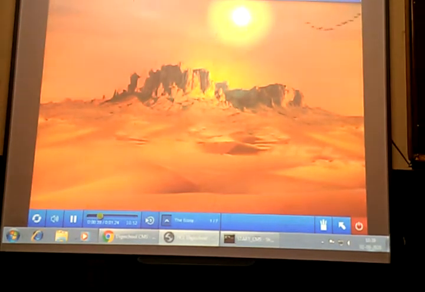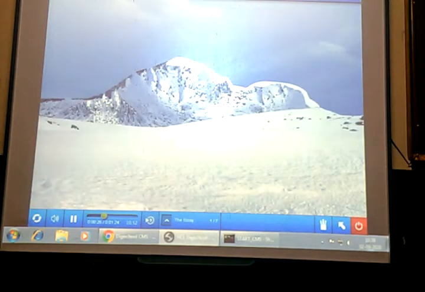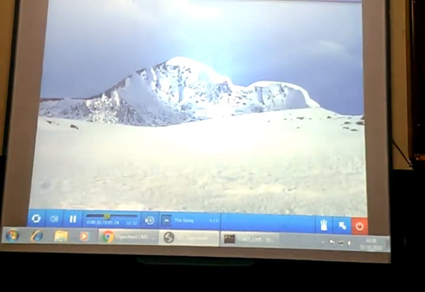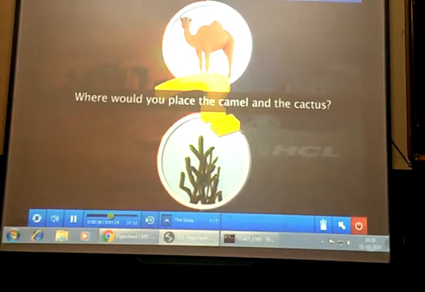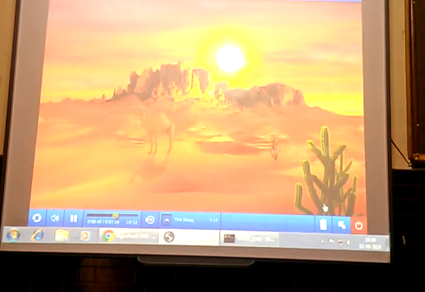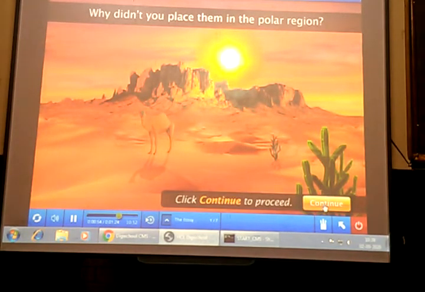Here are two landscapes for you. One of a desert, the other of the polar region. Where would you place the camel and the cactus? Surely within the desert landscape. How did you conclude this? Why didn't you place them in the polar region?